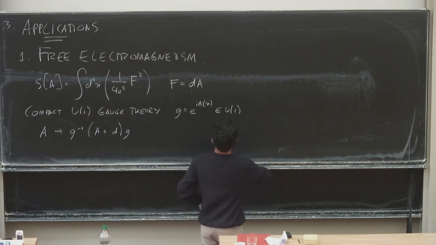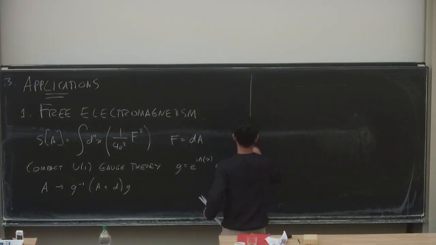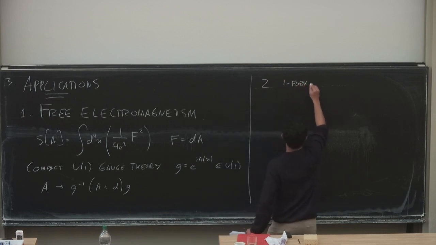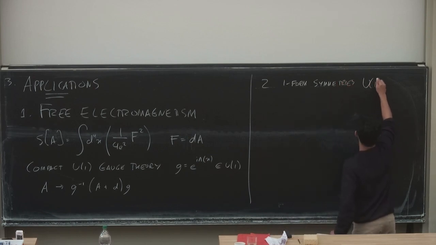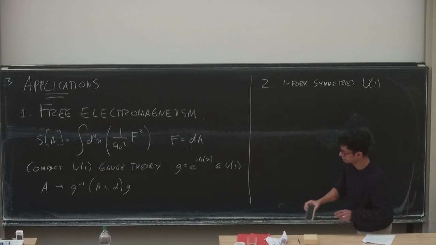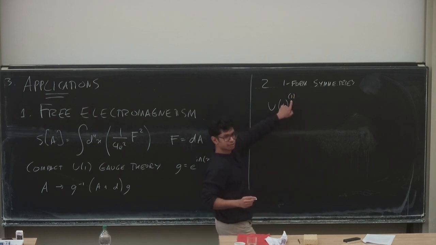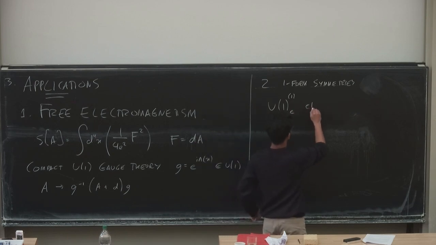And this theory has two one-form symmetries, one-form global symmetries. Let me write this slightly differently. From now on, I'm going to use a notation where I write the symmetry group, and at the top, I write the form-degree of the symmetry. So there is an electric U(1) one-form symmetry.